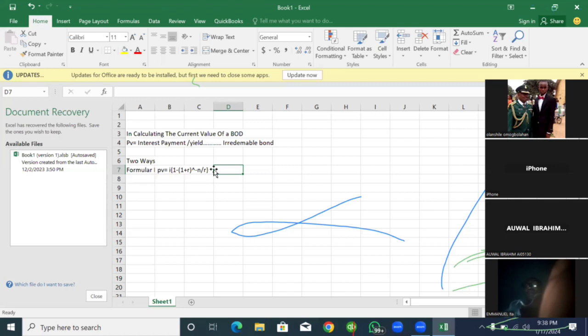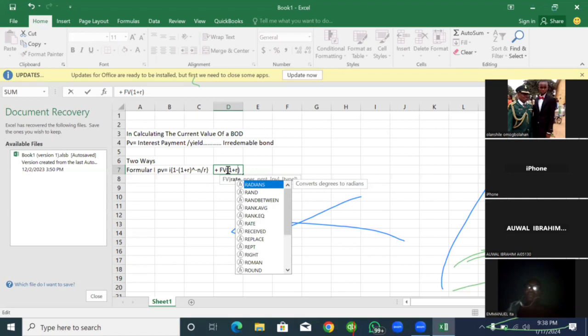Then we'll now say plus. Now this is us discounting the principal. So now say face value. I said it in our last class, it can be called face value, nominal value, or par value, and it's usually 100 naira. A bond is usually quoted at 100 naira per unit. Then we'll now discount it with our discount rate, 1 plus r raised to power minus n.